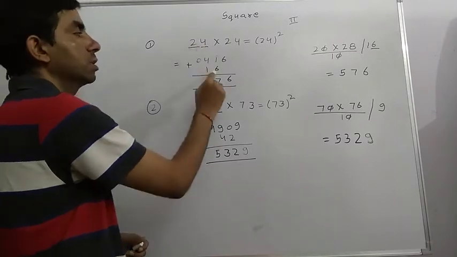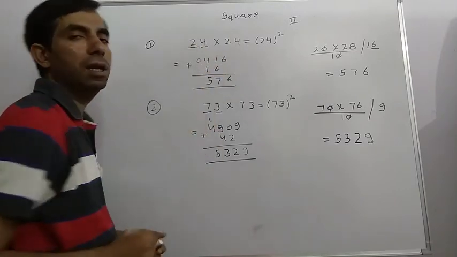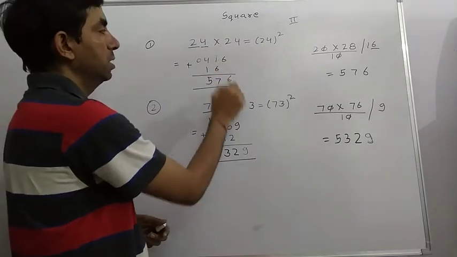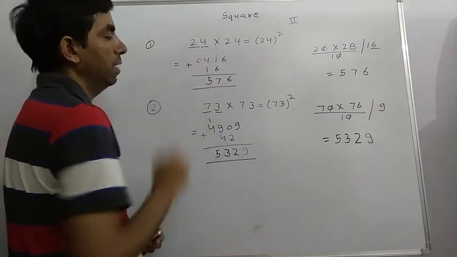4 times 8, 8 times 2 is 16. Then we add the carry number. 6 as it is, 1, 6, 7, 4 plus 1, 5.